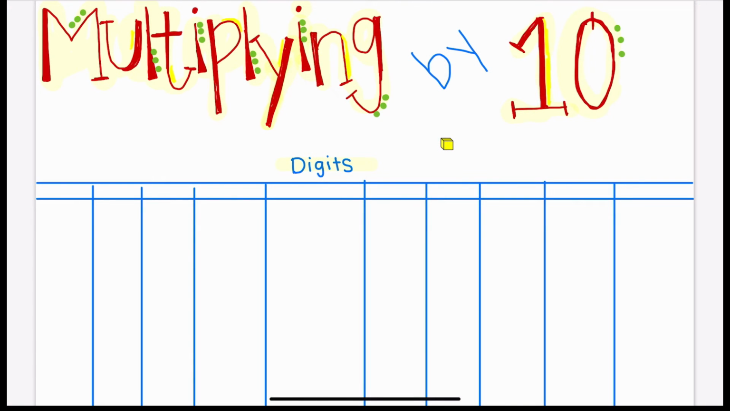Hi, this is Monica Bramlett, and in this video we are going to be talking about strategies for multiplying by 10. When we talk about multiplying by 10, we can tie this closely to our place value knowledge that we've explored through first and second and third grade.